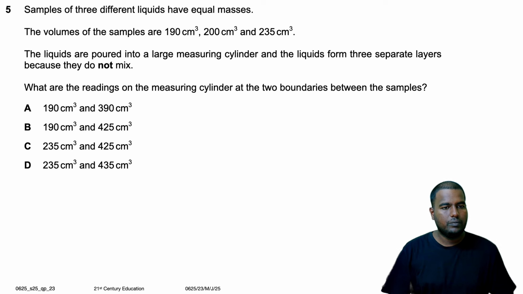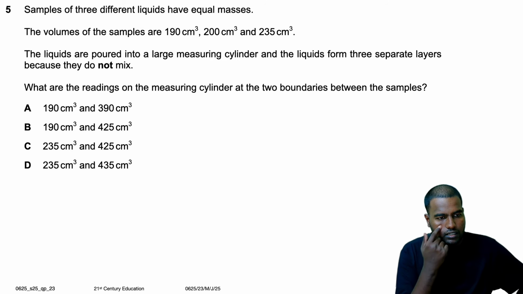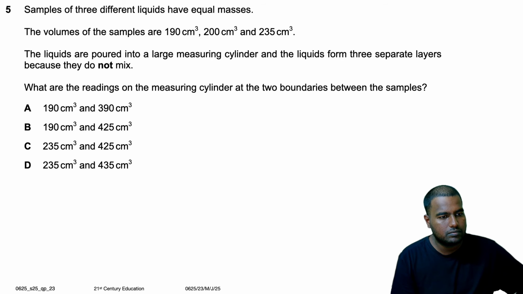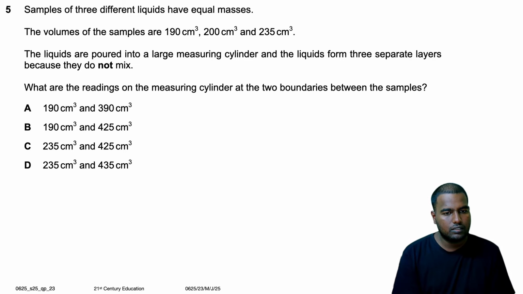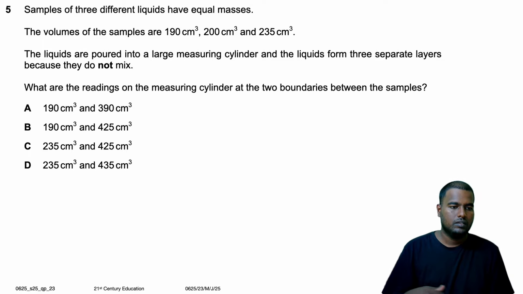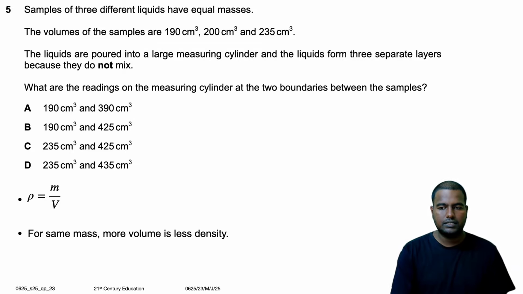Samples of 3 different liquids have equal masses. The volumes of the samples are 190 centimeter cube, 200 centimeter cube, and 235 centimeter cube. The liquids are poured into a large measuring cylinder, and they form 3 separate layers because they do not mix. What are the readings of the measuring cylinder at the 2 boundaries between the layers? We know density is mass by volume. For the same mass, the higher the volume, the lower the density. More volume is less density.